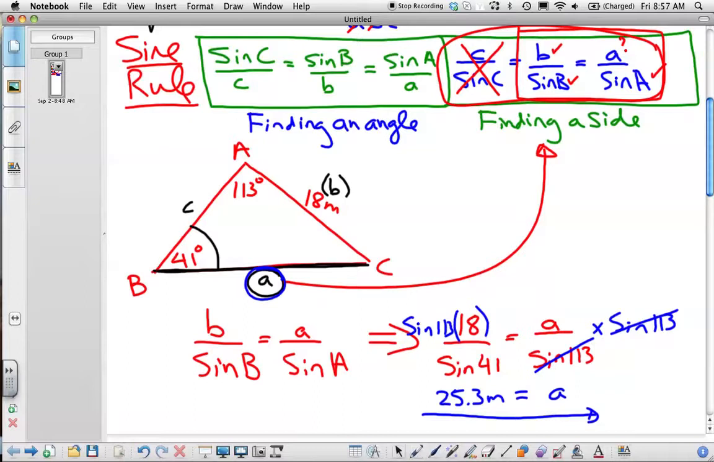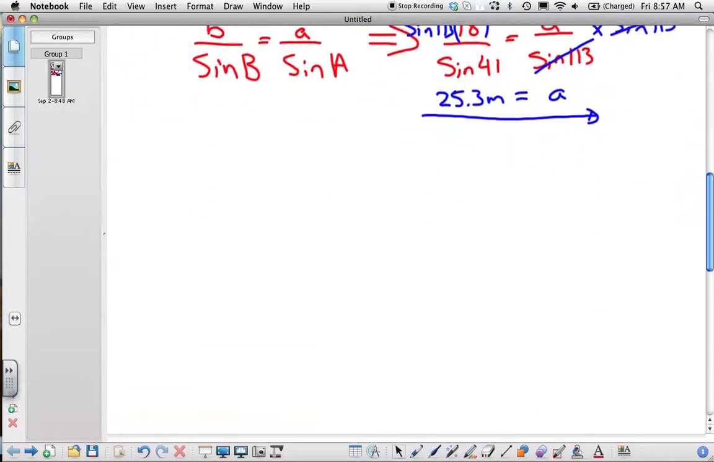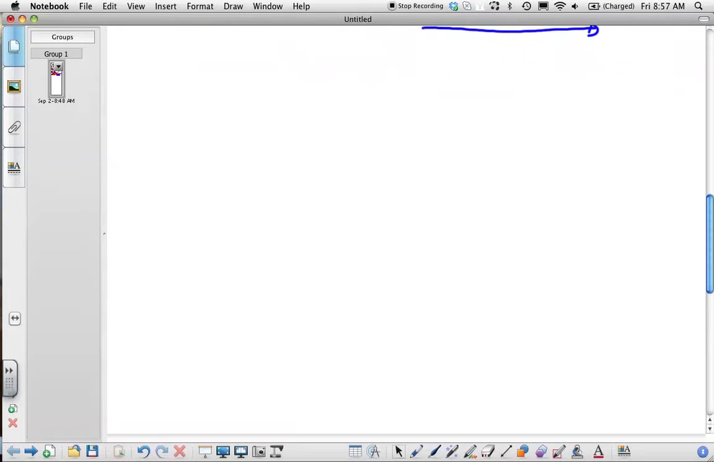Now let's use another example here. Let's do another example. I'm just going to move it up a bit, where now we're going to find the angle. Say we have got this triangle, where this is 8 centimeters, this is 12 centimeters, and this is 28 degrees.